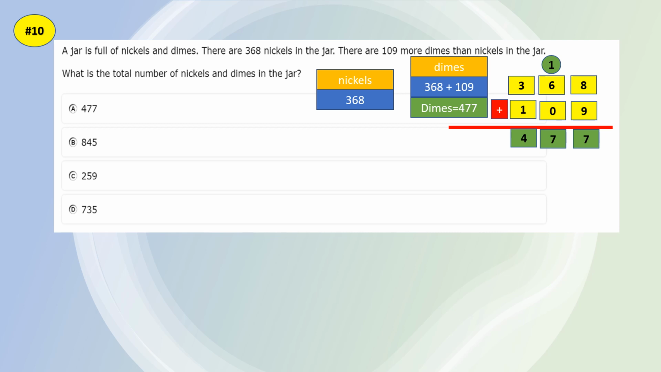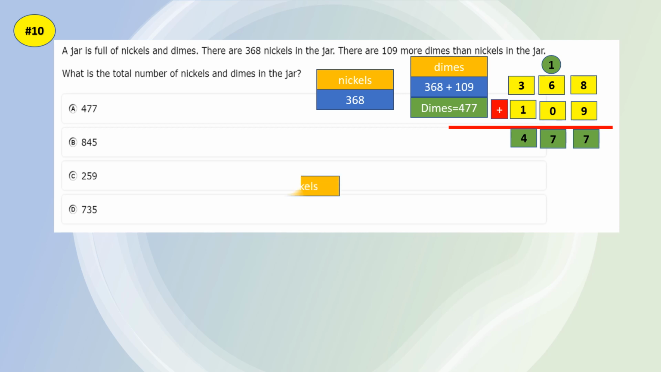Now, they tried to trick you. Look at answer choice A. It says 477. If all you did was figure out how many dimes were in there and stop there without rereading that question at least 3 times, you would have gotten the wrong answer. Now we have to add nickels and dimes together.